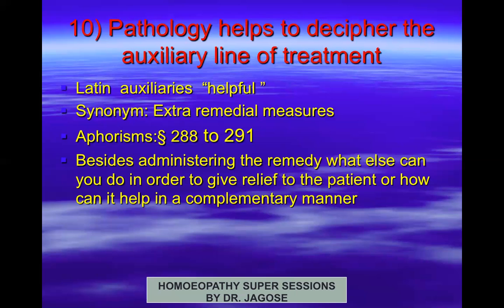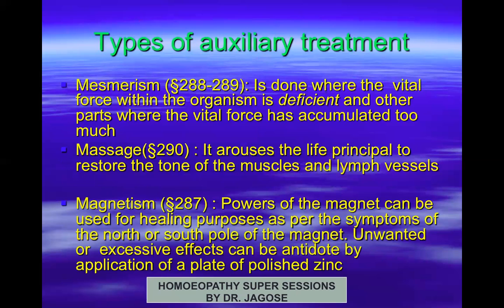That means besides giving whatever similimum or homeopathic remedy you're giving, according to the symptom similarity, what else can you do in order that the patient will be relieved besides the medicine? That is known as the auxiliary line of treatment. Now, what are the types of auxiliary line of treatment as given in the Organon textbook? Mesmerism, in aphorism 288 to 289. It is done where the vital force within the organism is deficient, and other parts where the vital force has accumulated too much.